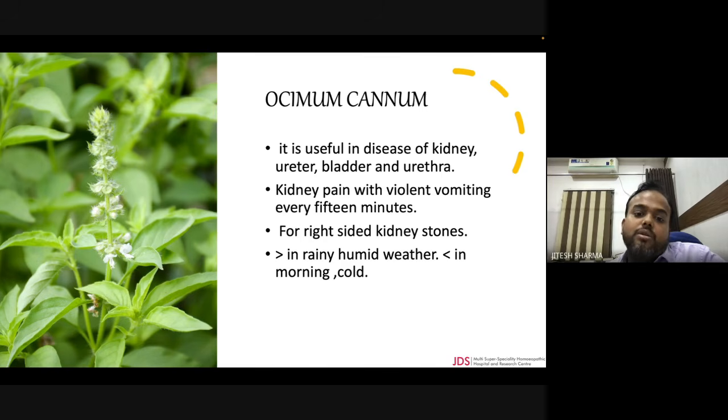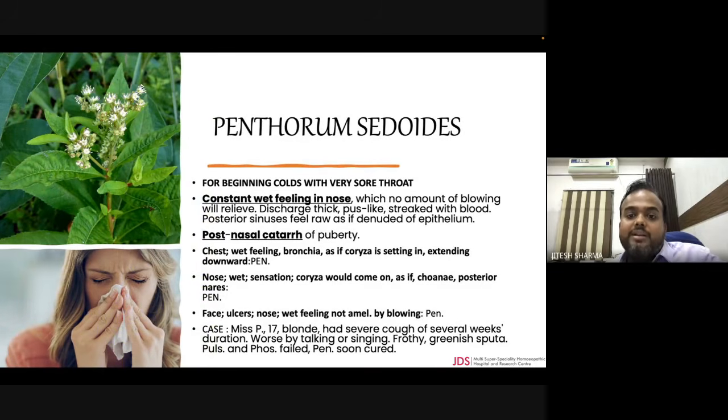And also in morning in cold. Now, interestingly, this remedy, Penthorum sedoides, is a remedy which you can think of in all the colds which start with a very sore throat. Interestingly, let me tell you, these are the remedy.